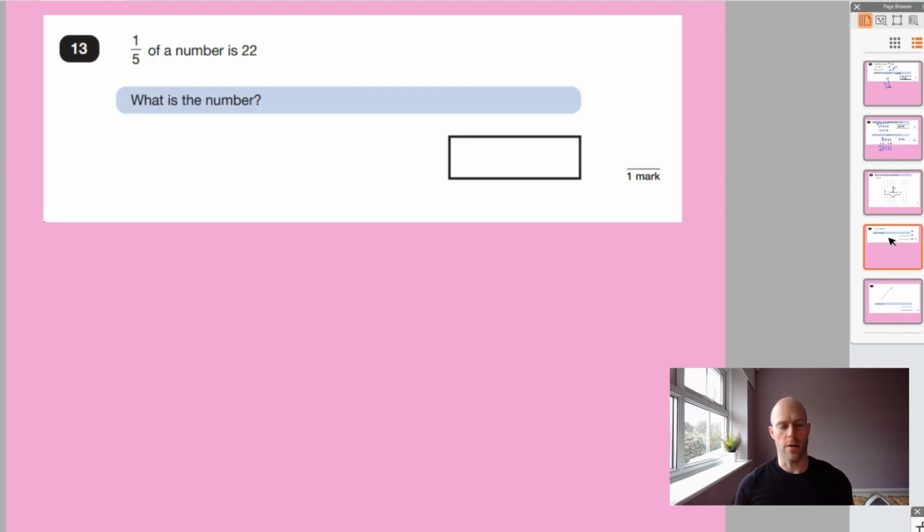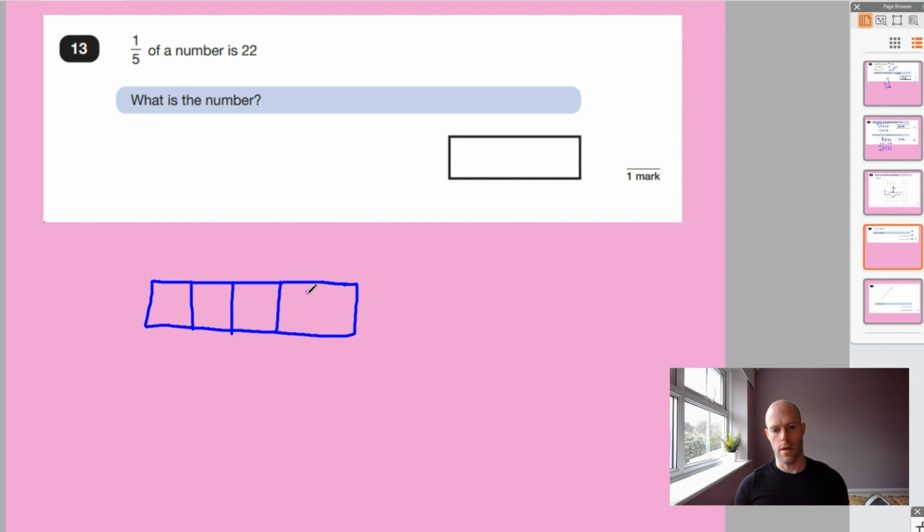Question 13, time for a bar model of sorts. It says 1/5 of a number is 22. What is the number? So you want to be drawing out a bar model because you could get yourself confused here. So I'm going to quickly draw a bar. It's not going to be brilliant. Do 1, 2, 3, 4. So I've now got 5 pieces. So I've got the number split into fifths. 1/5 is worth 22. So every single other fifth is going to be worth 22 as well.